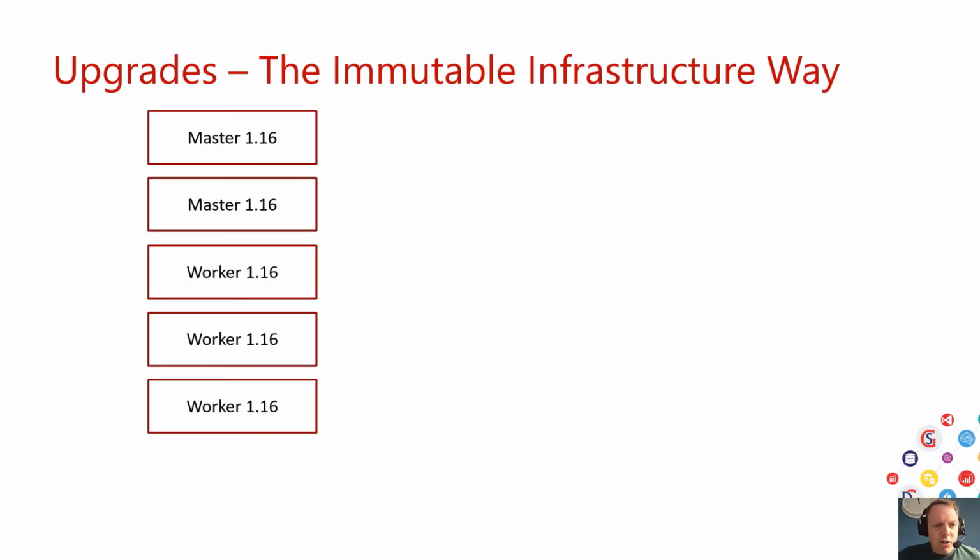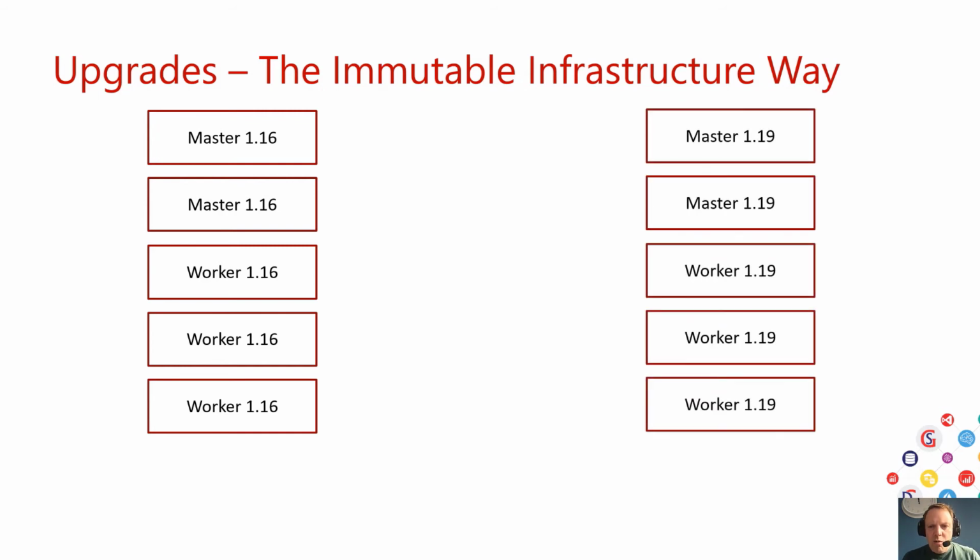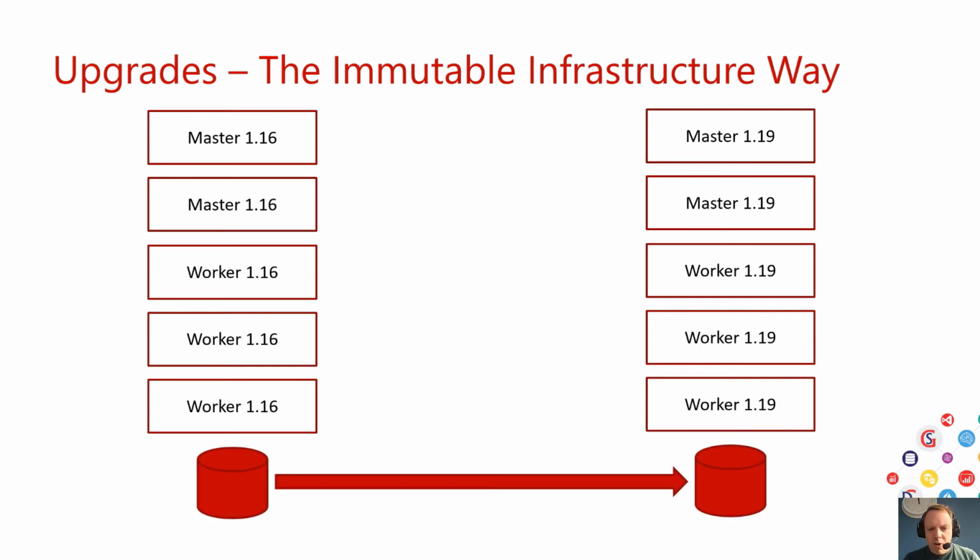So what you might want to consider is an immutable infrastructure approach to upgrading your cluster. And what immutable infrastructure means is that we only ever do 2 things with components. We only stand them up or we tear them down. So what we would do here is we would create a brand new cluster, which is at the target version that we want to go to. And then what we would do is we would copy or migrate the state from our original cluster to our new cluster. And there's a variety of ways you can do this.